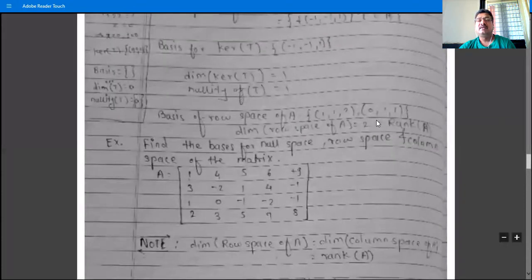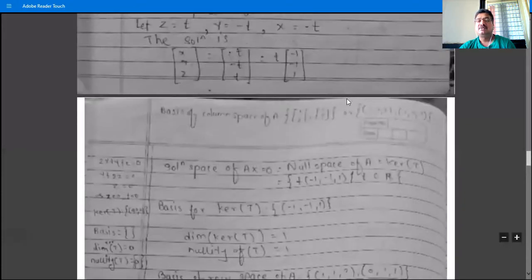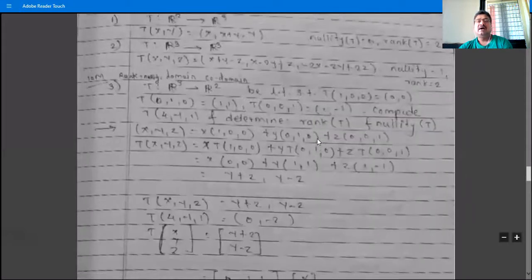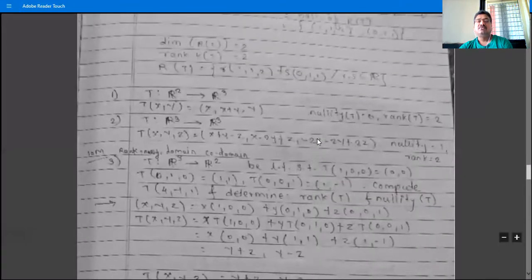Or if we apply this procedure and this is the basis for the column space, then we write R(T) as a linear combination of these 2 vectors, that is r(1, 1, 2) plus s(1, 0, 1) such that r and s belong to the reals. So we have this as R(T). Any element of R(T) is a linear combination of these 2 vectors.